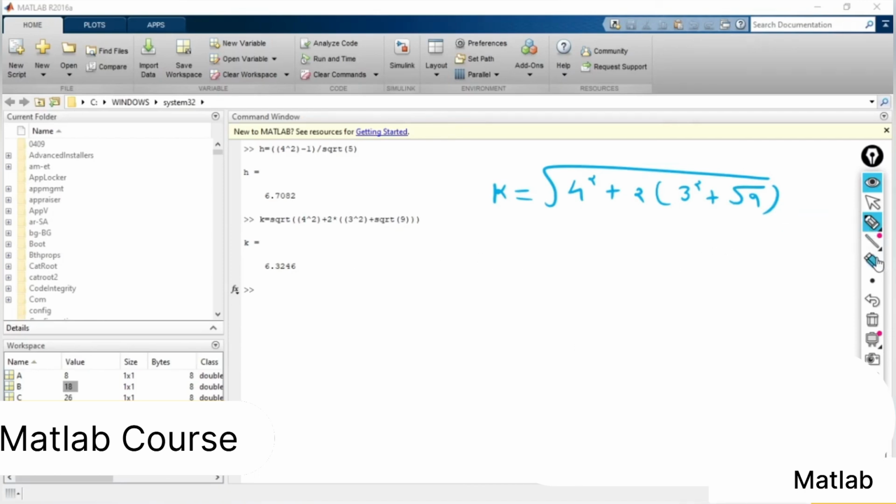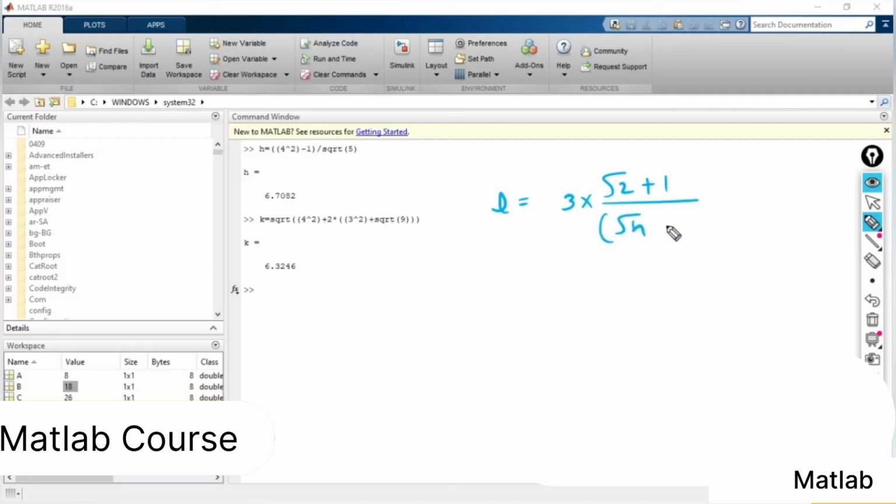Now we are going for a little bit more complex one, and we will implement it as L. So let's take this equation. L is equal to 3 multiply by under root 2 plus 1, divided by, into bracket, under root 4 minus 2, square raised to 2. So this is what we want to implement as L.